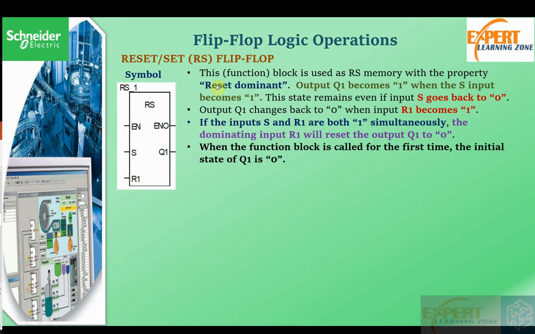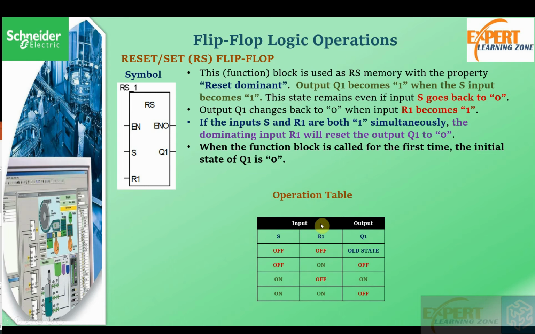It says that this function block is used as RS memory with the property reset dominant. Output Q1 becomes 1 when S input becomes 1. The state remains even if S1 goes back to 0. Output Q1 changes back to 0 when the input R1 becomes 1. If the inputs S and R are both 1 simultaneously, then the dominating input R1 will reset the output to 0. When the function block is called for the first time, the initial state of Q is 0. So this is the function table or the operation table which summarizes this.